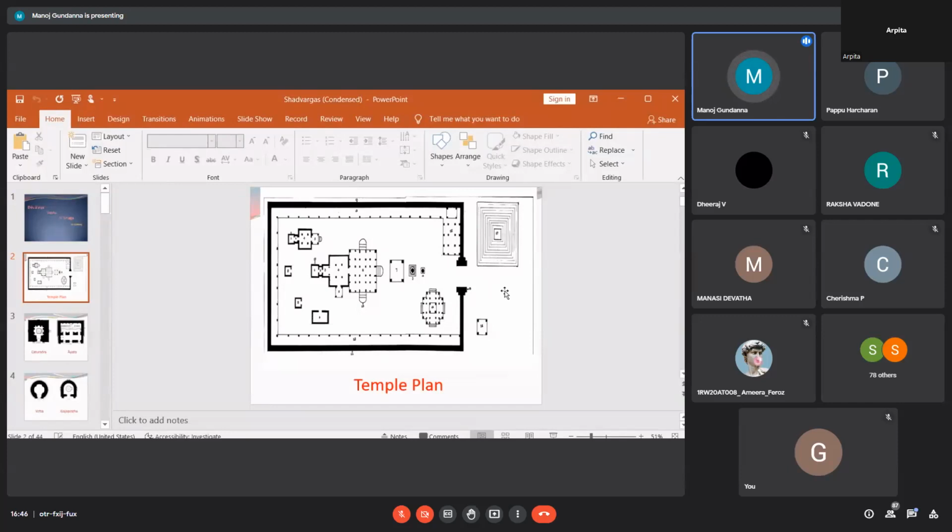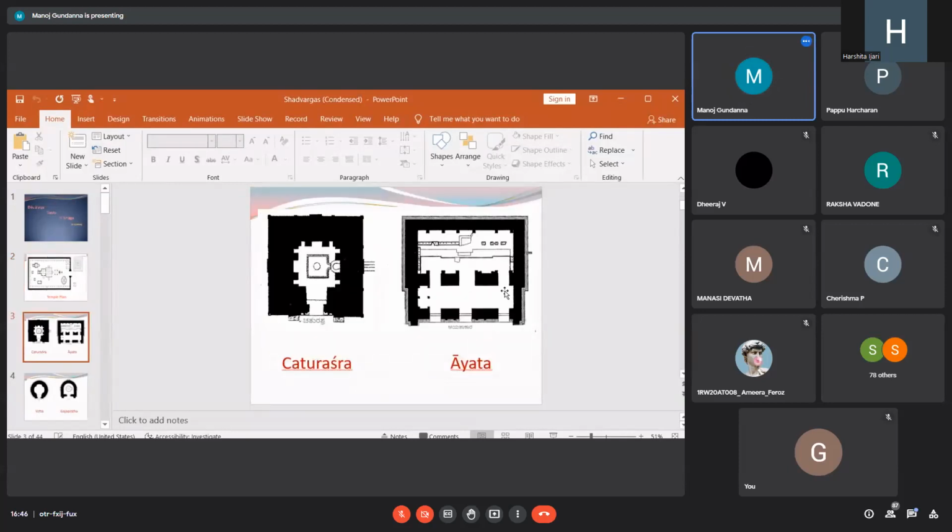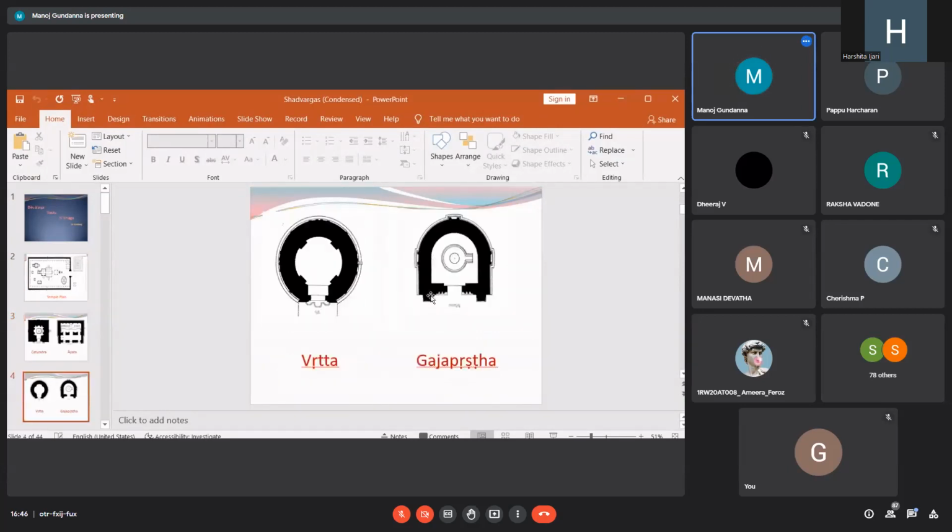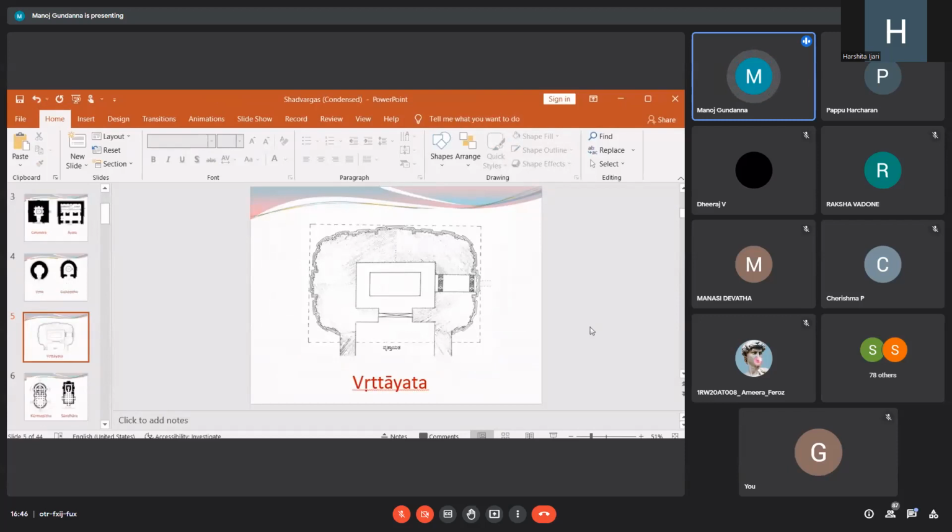Now the Vastu Granthas mention a few types of plans in the Granthas themselves. The major ones are: the plan can be square, that is Chaturashra. Ayata is a rectangular plan. Then we have what is called a circular plan, called Vritta, and an apsidal plan is mentioned as Gajaprishta, where the rear part would be semicircular, and the fore part would have two right angles. So it's Gajaprishta and Vritta. Then there is a very rare instance of a temple plan called Vrittayata, mentioned in the Agamas and Vastu Granthas.